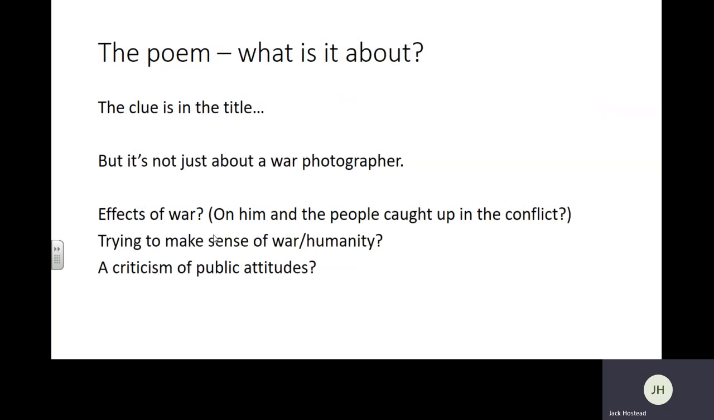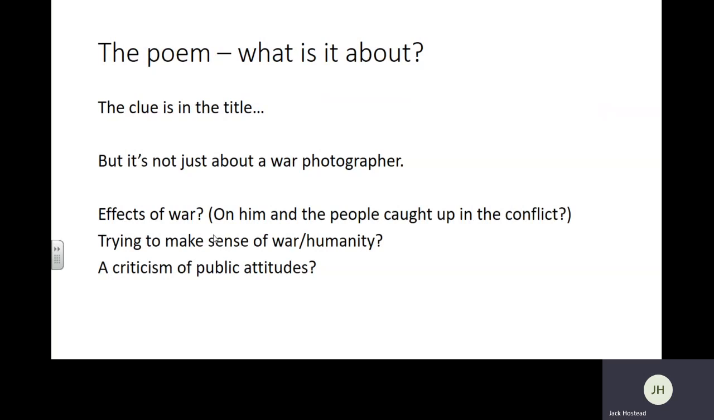Okay, so the poem. The clue's in the title about what it's about. All right, it's about a war photographer, but it's not just about a war photographer. We've got to look at, is it about the effects on the war photographer, maybe the effects of war on him, or maybe the effects of war on people who are caught up in conflict, or even the effects on the public, the people who are actually seeing these photos. And is it trying to make sense of war and humanity? When we go through the poem, we'll look at that as well.